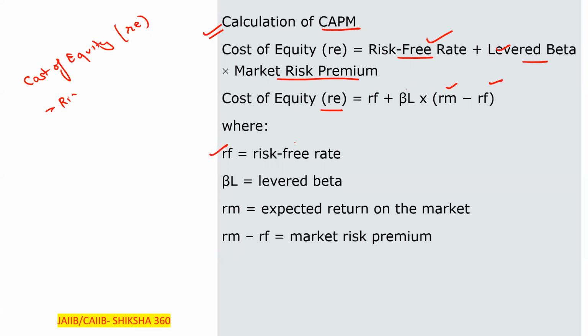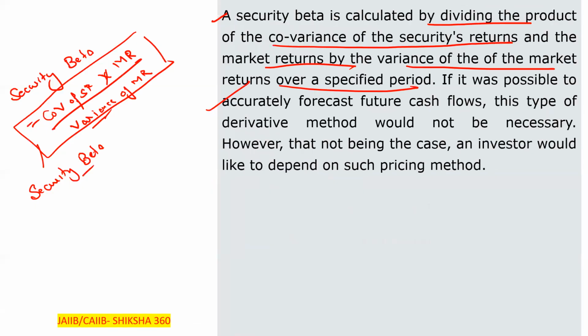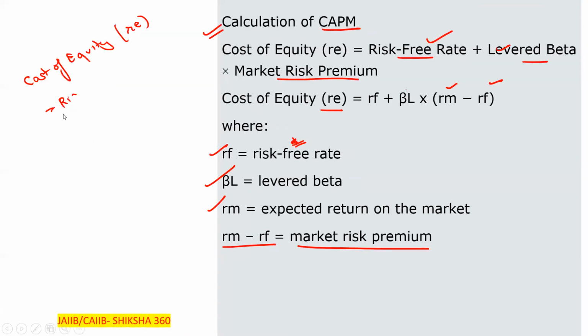Market risk premium is RM minus RF. RF here is the risk-free rate, beta L is the levered beta, RM is the expected return on the market, and RM minus RF is the market risk premium. Clear? So this is the basic formula, and on the basis of it we have to solve all the questions. First one, CAPM, the capital asset pricing model, which we have already covered.